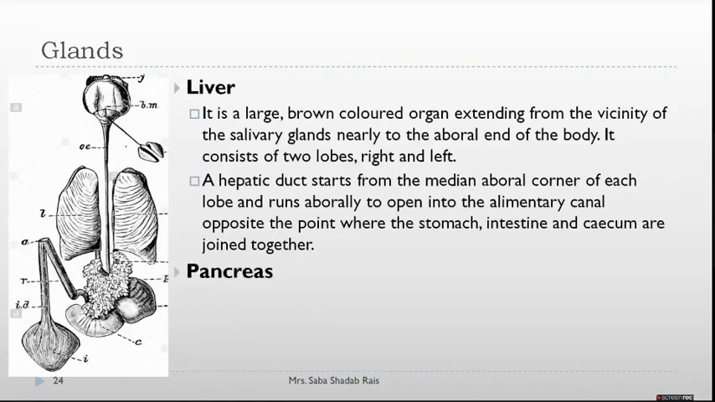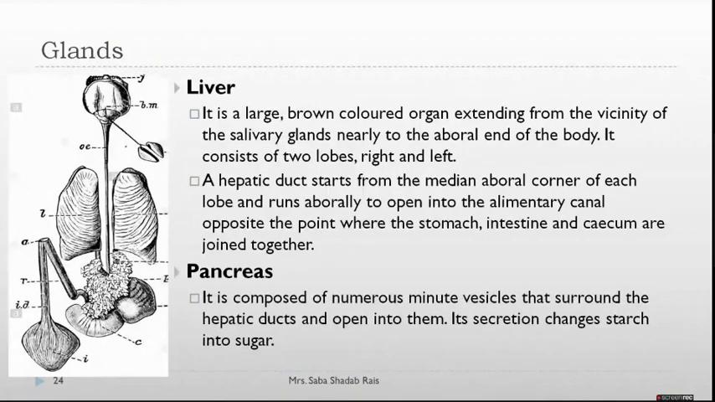Next, this thing you observe is also a gland, that is the pancreas. What is the function of the pancreas? In the case of the human, it helps in glucose metabolism. When you observe the pancreas in the case of the sepia, it is composed of numerous minute vesicles that surround the hepatic duct. Completely they make a frill-like structure on the hepatic duct, and the vesicles open inside the hepatic duct. So the pancreatic duct and hepatic duct are the same. These secretions help in starch digestion. That means it is converting starch into sugar.